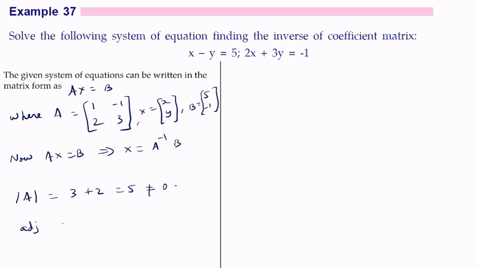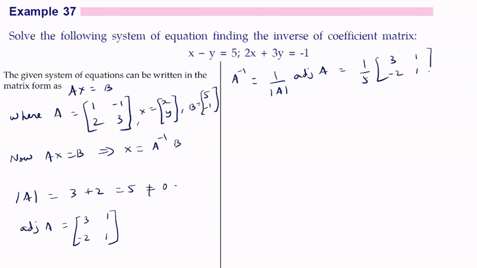And then we need to have the adjoint of A. If the matrix is a 2 by 2 matrix, then the adjoint of A is obtained by interchanging the diagonal elements and changing the sign of the other elements. So here we can interchange the diagonal elements and change the sign of the other elements. This is the adjoint of A only when it is a 2 by 2 matrix. So A inverse equal to 1 by determinant of A into adjoint of A. So this is 1 by 5 into the adjoint of A, which is 3, 1, minus 2, 1.